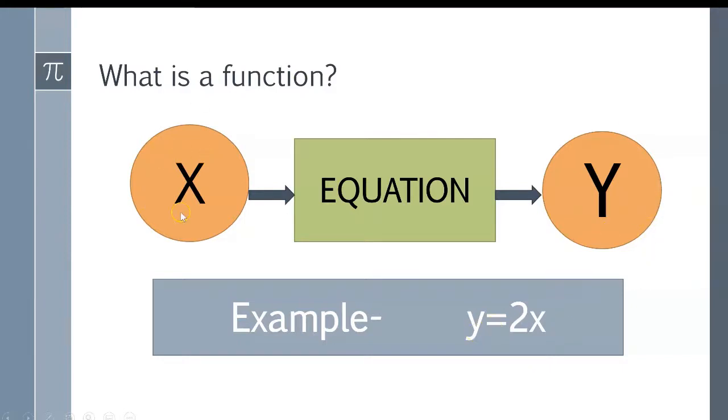Similarly, if you put x is equal to 3, the function of x, or y, will be equal to 6, because y is equal to 2x. So for whatever input you put, you get a particular output. One member of the input set relates to one member of the output set. This is very important.